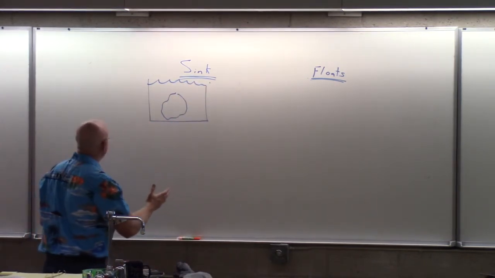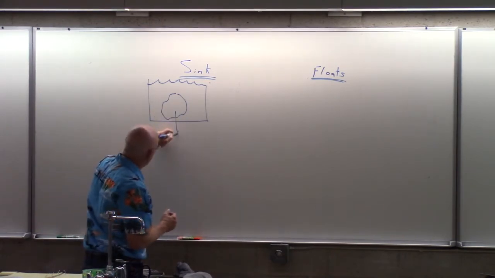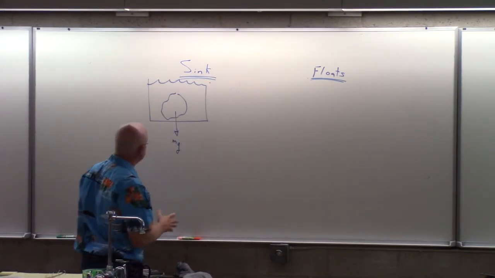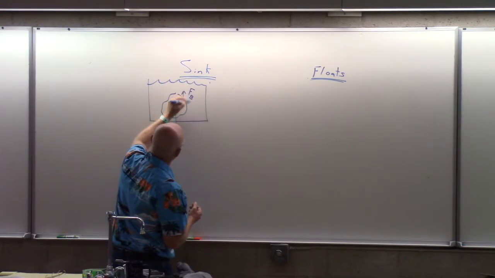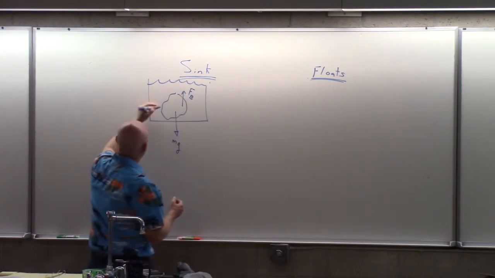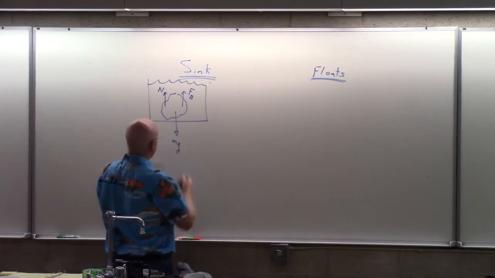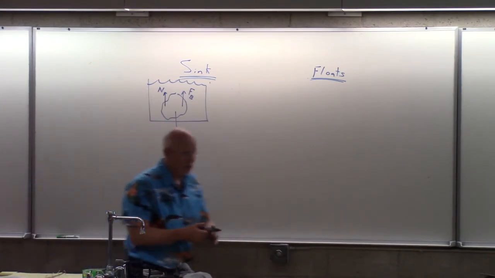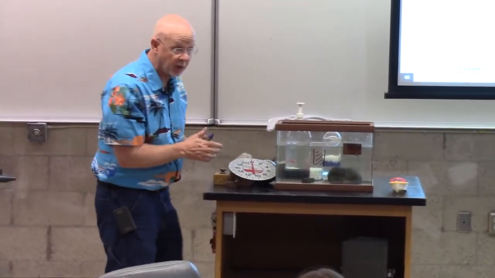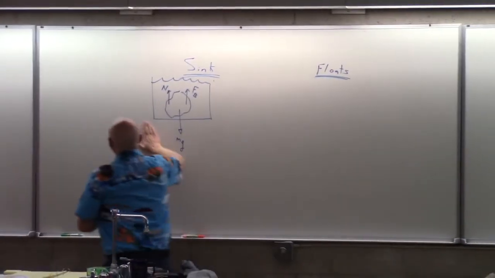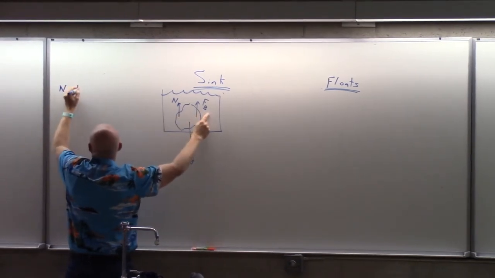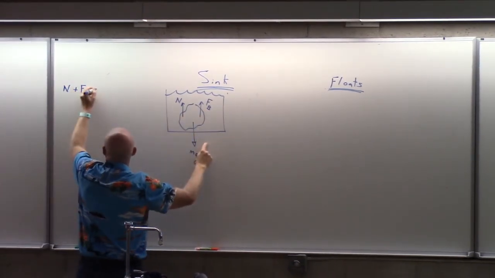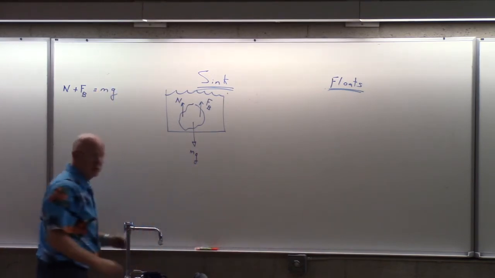If I do a free body diagram here, I would say it's being pulled down by its weight, mg. It's being lifted up by a buoyant force. That's our Archimedes principle. It's also being pushed up by a normal force if it's sitting on the bottom, or in the case that I was showing you earlier, I had a string attached to it. There would be a tension pulling it up. And I would get something that would look like this: normal force pushing up, buoyant force pushing up, must equal weight pushing down.